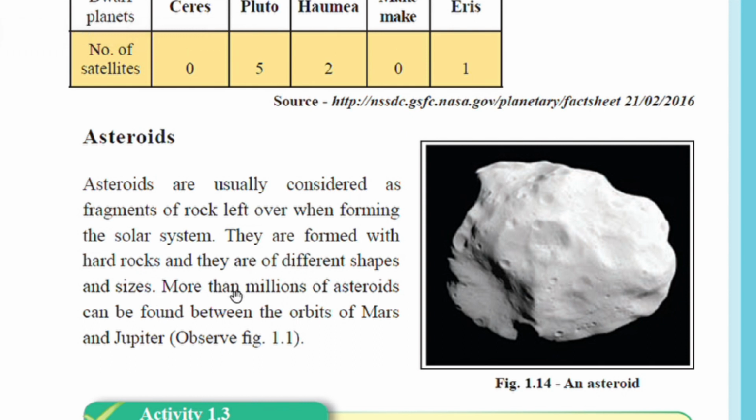More than millions of asteroids can be found between the orbits of Mars and Jupiter. Millions of asteroids, that means wasted things, fragments of rock, unnecessary parts.